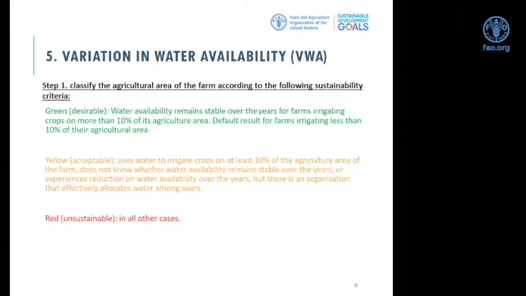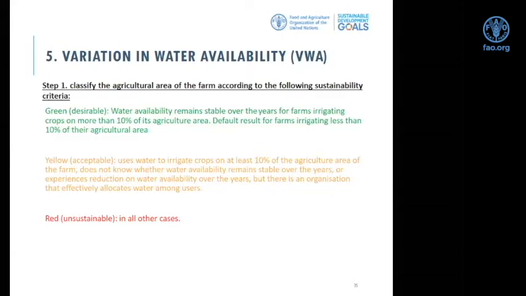If the farm is using water, but the water availability is stable, then it will be considered as green. For yellow, we say that the farm uses water to irrigate crops on at least or more than 10% of its agriculture area, but it doesn't know whether water availability remains stable over the years or experiences reduction, but there is an organization that effectively allocates water among the users. So a farm is basically using water on more than 10% of its agriculture area.